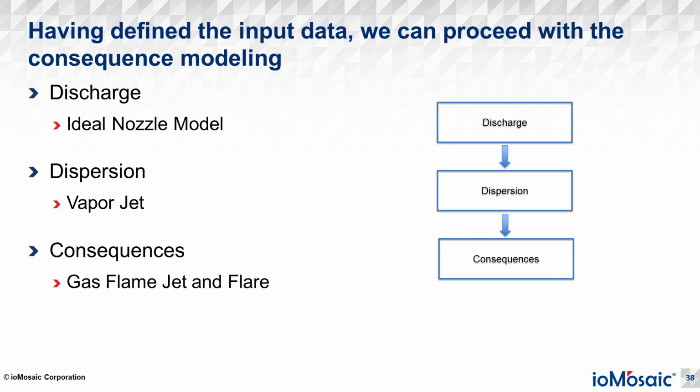Okay, so having defined the input data, we can then proceed with the consequence modeling. What we want to do first is define our discharge conditions, then feed that into a dispersion model, and then model the consequences. For the discharge calculation, I used the ideal nozzle model, for dispersion, I used the vapor jet, and for the consequences, I used the gas flame jet and flare model.